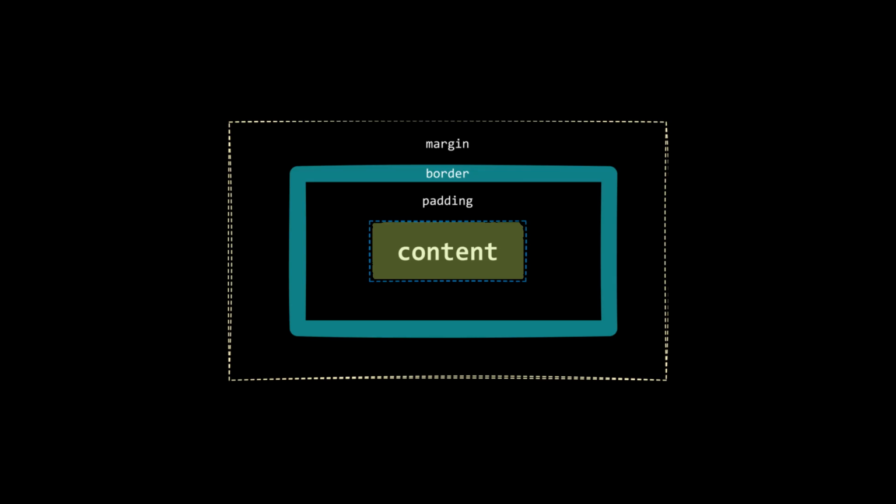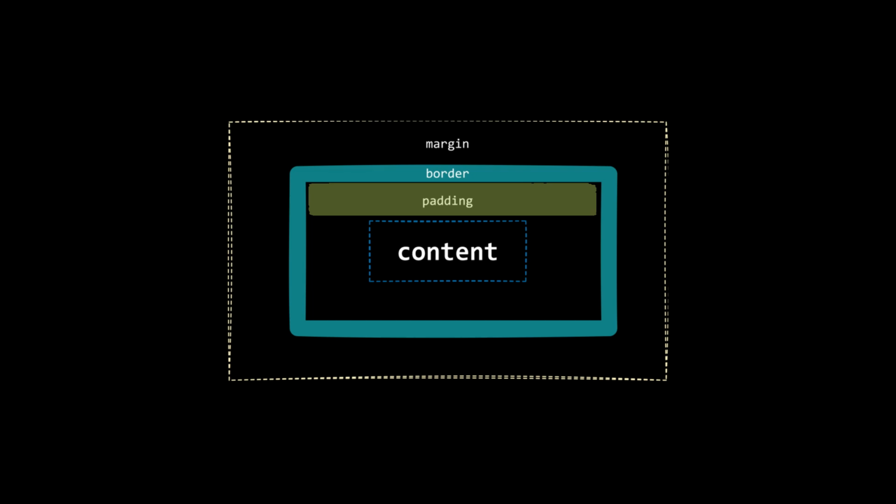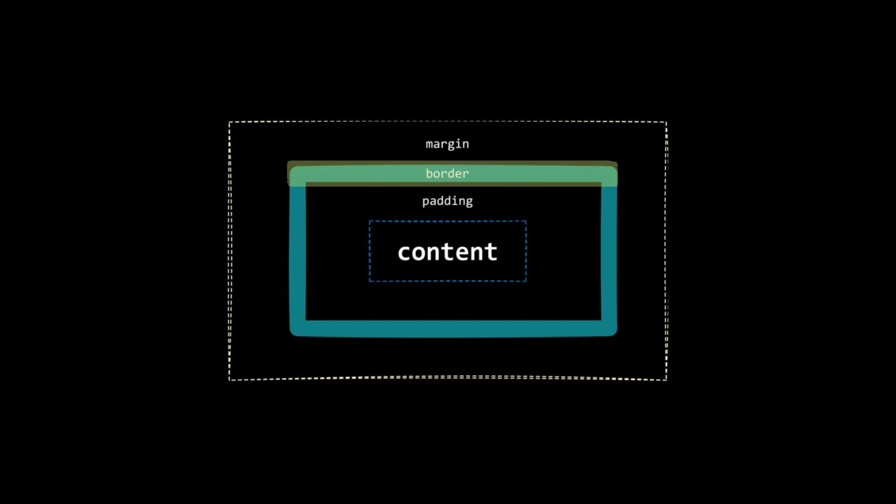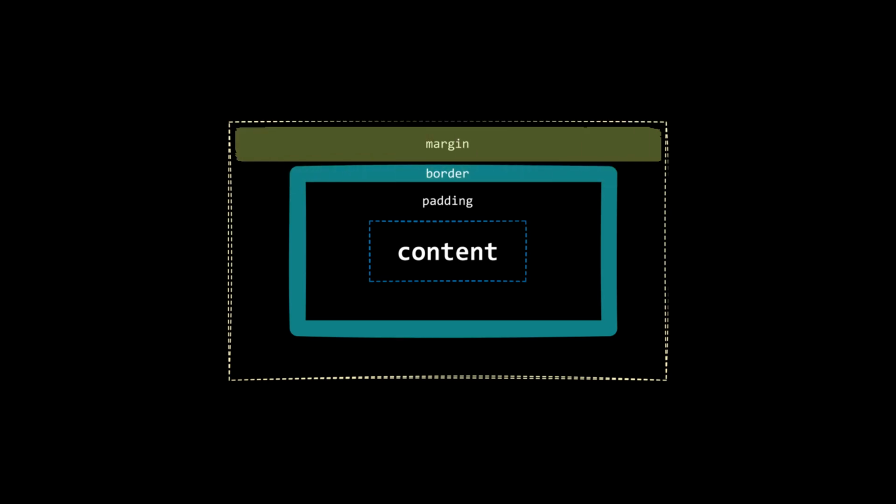In the center, we have our content. Content has height and width. Padding is the space between content and the border. Border is the visible outline around the element. Margin is transparent space outside the border, pushing the element away from others.